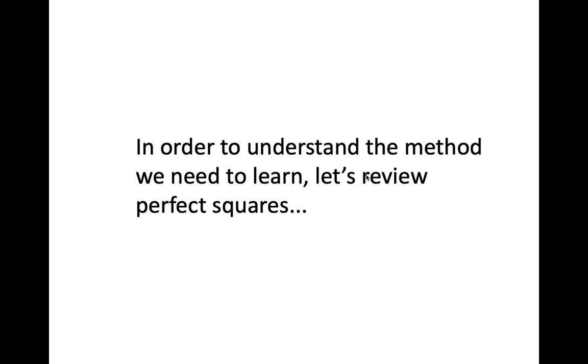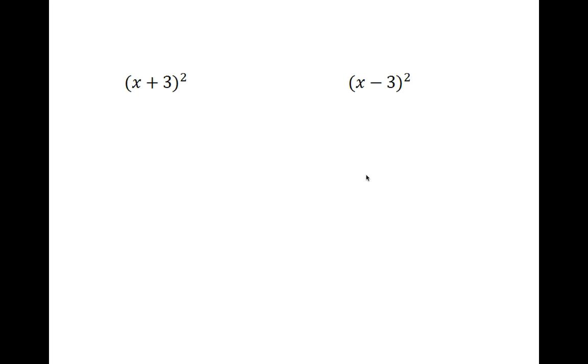In order to understand the method we're going to learn in this video, let's review perfect squares for a moment. Now, when we talk about perfect squares, they are any number that we multiply by itself. 4 times 4 is a perfect square, so the number 16. 5 times 5, 25, is a perfect square. And we can also have algebraic expressions like x plus 3 squared and x minus 3 squared.